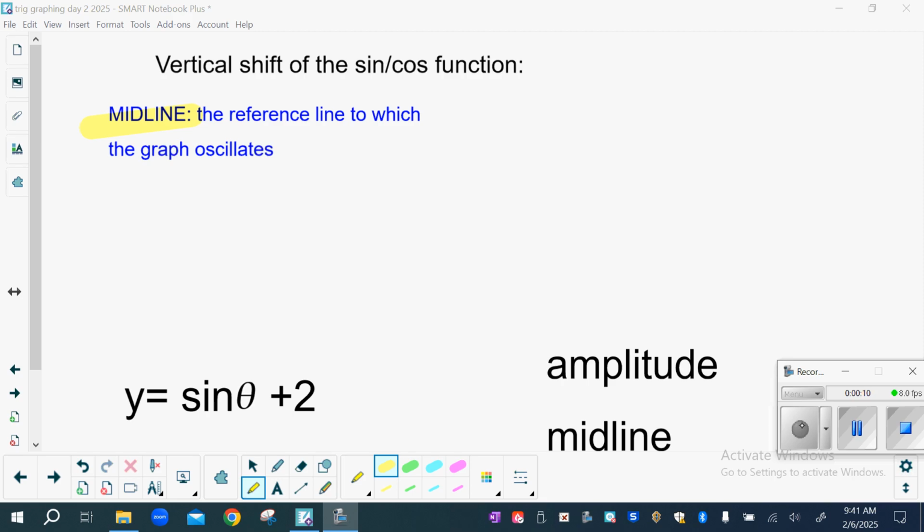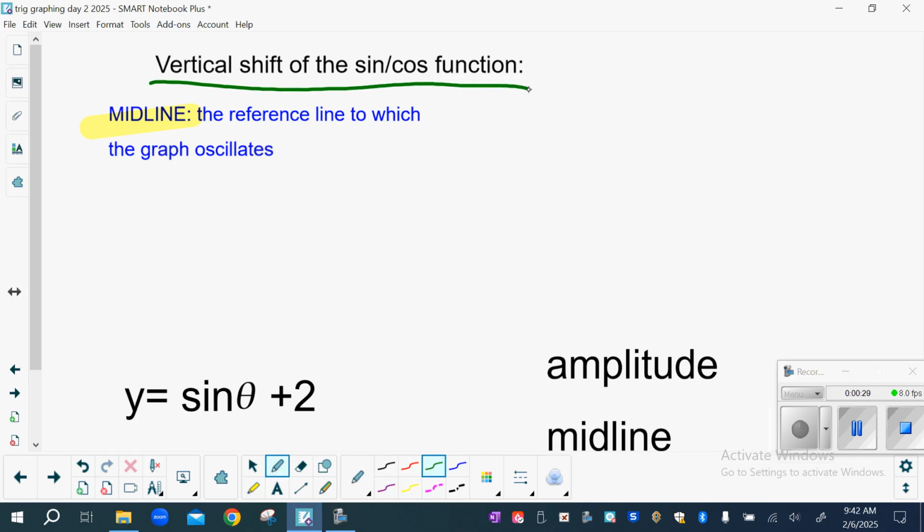So what we learned yesterday is about being in the water with dolphins. Our heart rate went up and down. That was called amplitude, right? That changed how high up something went and how low it went. Today we're doing a thing called a vertical shift of the sine and cosine function. And what that does is it changes the midline. This is what's new for today.